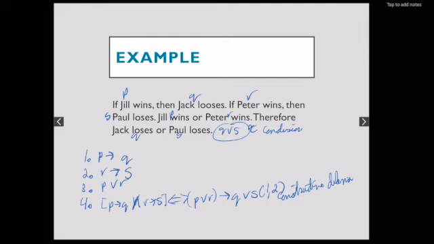Now I need to make sure I use 3 and 4. So if I have P or R, and P or R implies Q or S, well, I use modus ponens on 3 and 4. This is like saying I have P implies Q and I'm given P. Well, that means our conclusion is Q, which in this case would be Q or S. So this is a valid argument.